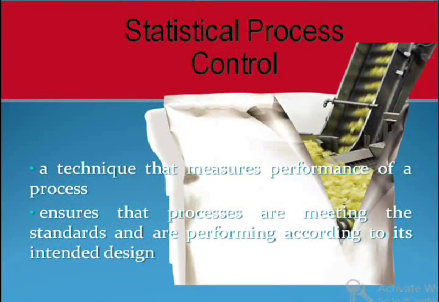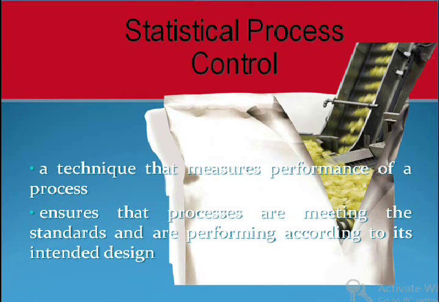What is statistical process control? It is applied to control and monitor a process. The objective of a process control system is to provide a statistical signal when assignable causes of variation are present. Statistical process control is a technique that measures the performance of a process, which ensures that processes are meeting the standards and are performing according to their intended design.